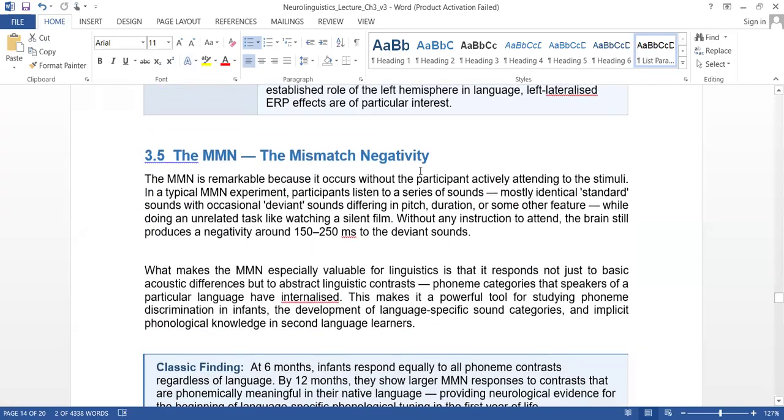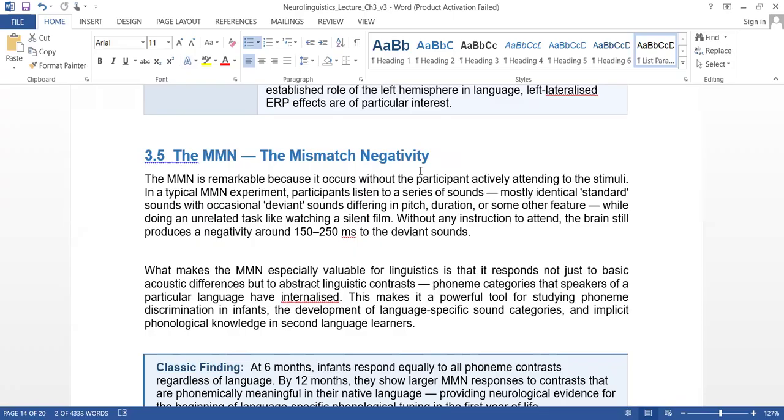MMN, the mismatch negativity, is remarkable. It occurs without participants actively attending to the stimulus. In a typical MMN study, a participant listens to a series of sounds, mostly identical standard sounds, with occasional deviant sounds differing in pitch or duration, while doing an unrelated task like watching a silent film, without any instruction to attend. The brain still produces a negativity around 150 to 250 ms to the deviant sound.